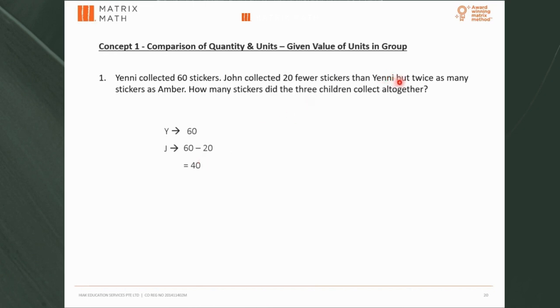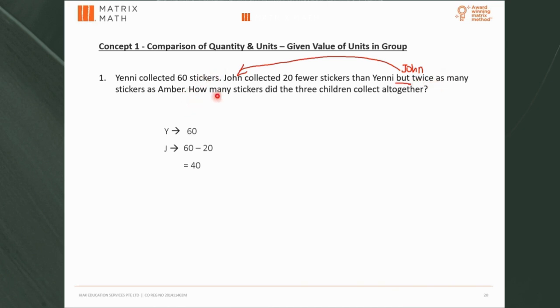Now, if you read on, they say, but twice as many as Amber. Okay, now when you have the word but, do take note: who has twice? Is it referring to Yenny or is it referring to John? All right, so this is a connector word. It's a connector word in that whole sentence, which means the one who has twice as many as Amber refers back to the very first person in that statement. That means John is the one who has twice as many as Amber. Okay, so if we understand this already, we can go on to find Amber.